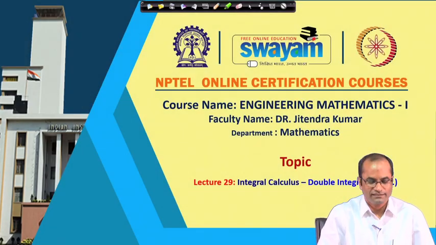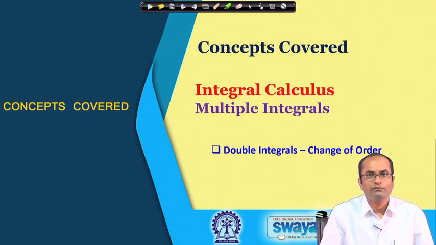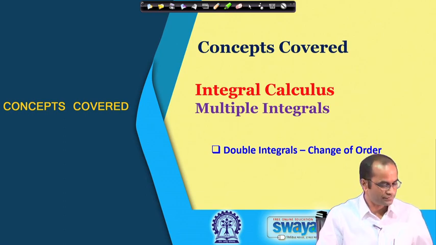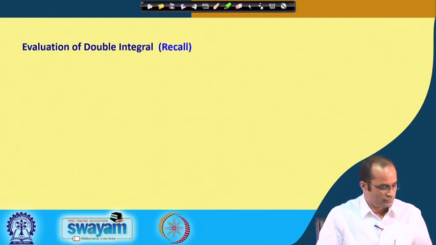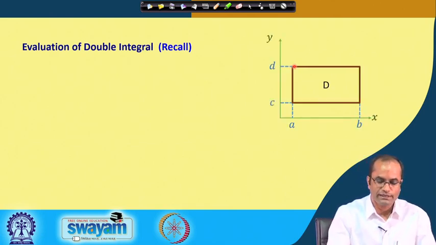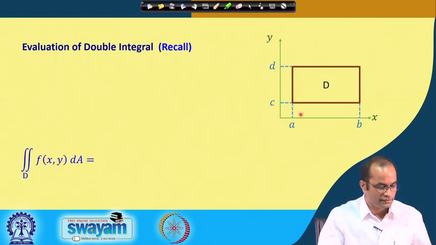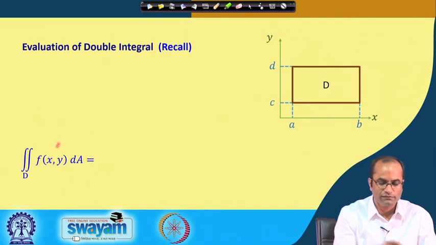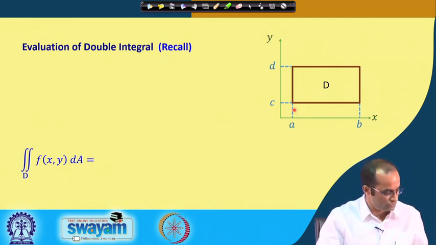So, welcome back. This is lecture number 29 on integral calculus, double integrals, and in particular we will be focusing on the change of order of integration in this lecture. Just to recall from the previous lecture, we have gone through some simple geometry. For example, if we take the rectangular domain of the function f(x, y), then this double integral we can evaluate by repeating the single integrals 2 times.